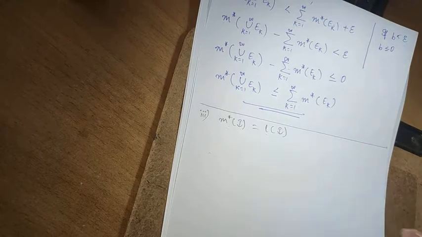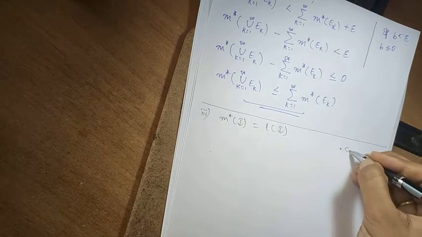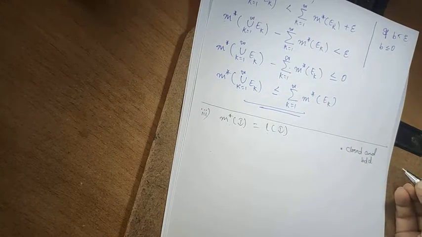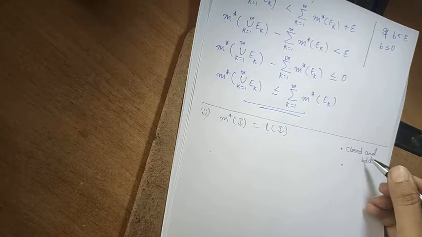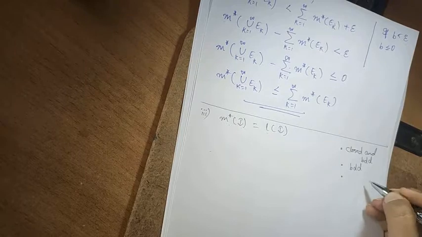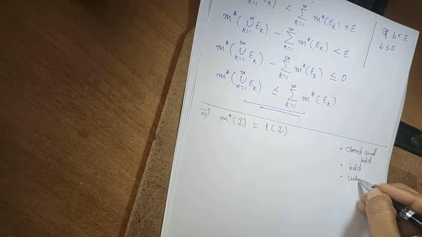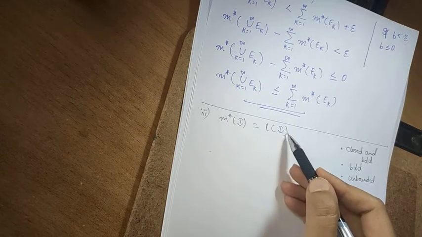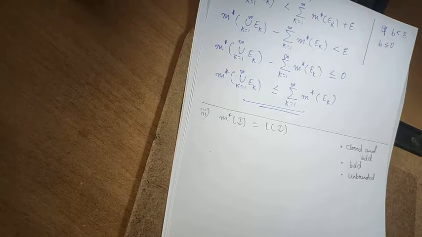Here the interval I is given, but they have not mentioned whether it is a closed and bounded interval, or just a bounded interval, or an unbounded interval. So we take 3 different cases: in the first case, I is a closed and bounded interval; in the second case, I is just a bounded interval; in the third case, I is an unbounded interval. In these 3 cases we should prove that m star of I is equal to L of I.